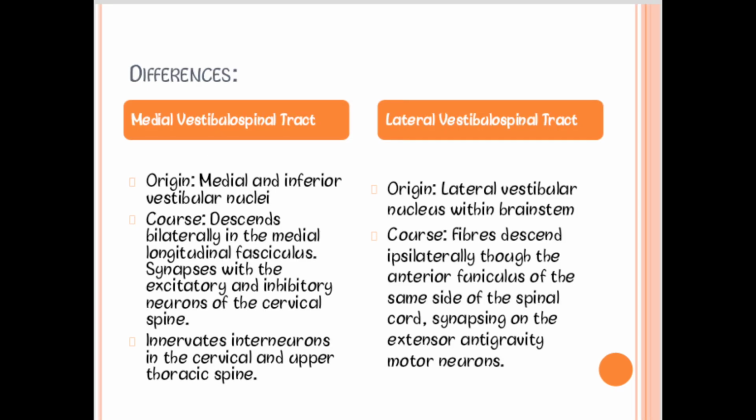Now here we have the column of differences between the two. In the medial vestibulospinal tract, it arises from the medial and inferior vestibular nuclei and then it descends bilaterally in the medial longitudinal fasciculus. Then it synapses with excitatory and inhibitory neurons of the cervical spine. So basically it innervates the interneurons in the cervical and upper thoracic spine.